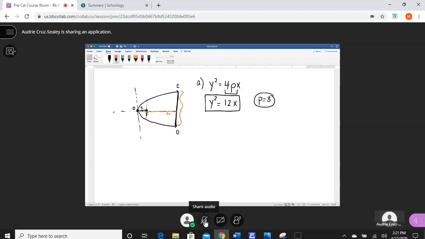I'm cool with you plugging in 20, but you wouldn't plug in 0. So you're right that x is 20, but remember, this right here is not a point on the parabola. That's just how far out you're going to go. These are your points on the parabola. So you're going to plug in 20, and so you get y squared equals 12 times 20, and this is going to give you y squared equals, what is that, 240? Take the square root.